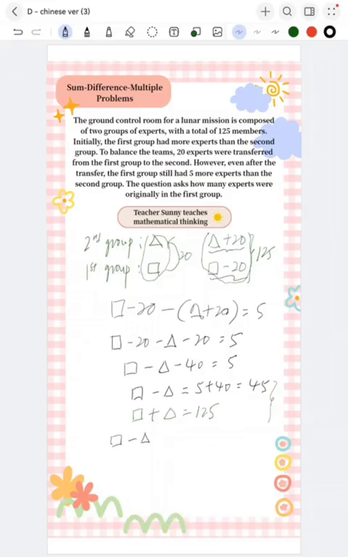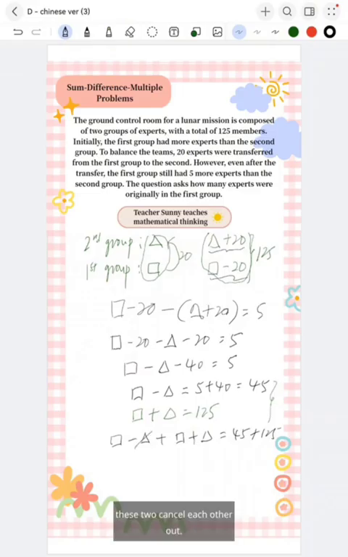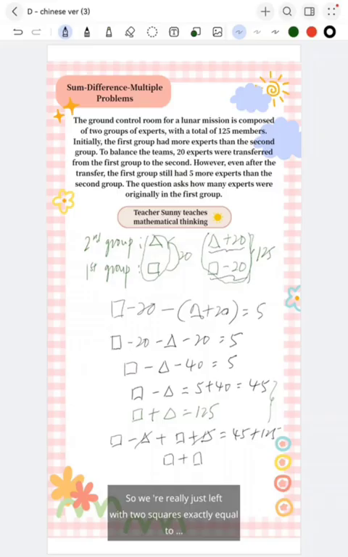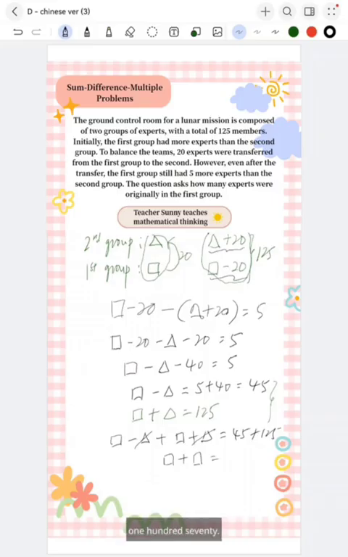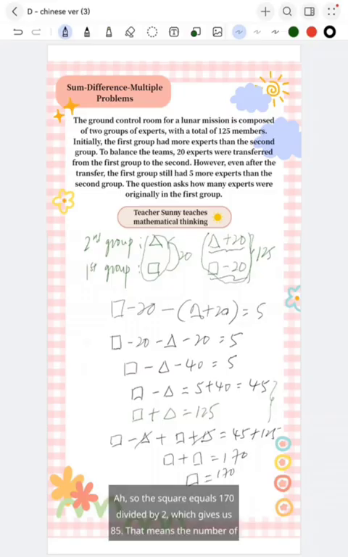So this difference plus this overall total sum is exactly 4 groups, plus a total of 125 in all. So these two cancel each other out. So we're really just left with 2 squares exactly equal to 170. So the square equals 170 divided by 2, which gives us 85. That means the number of people in the first group is 85, or 85 experts.